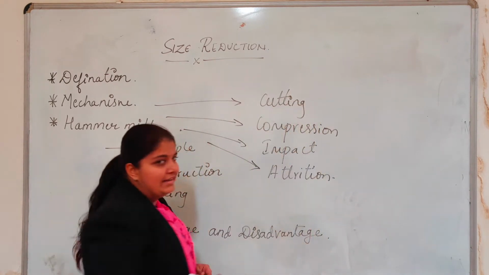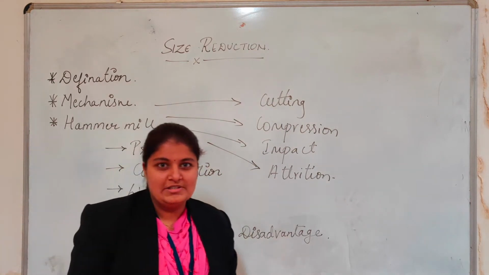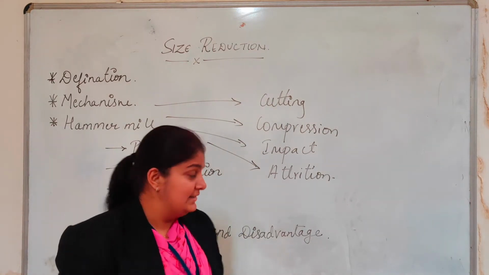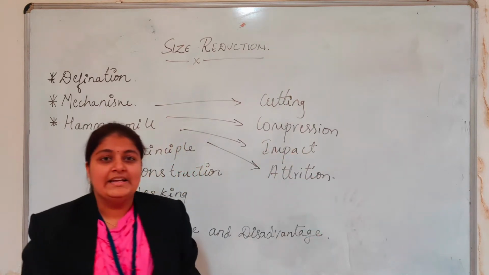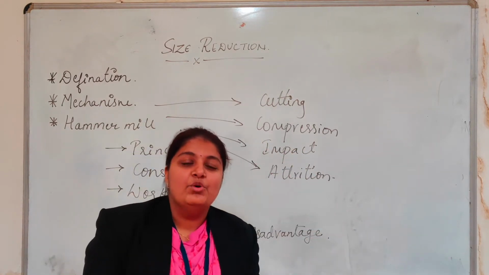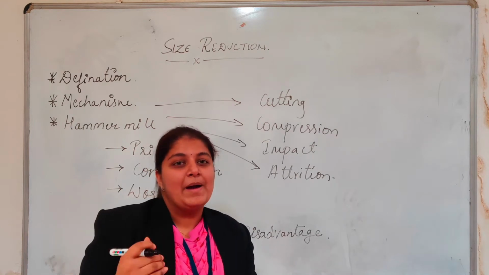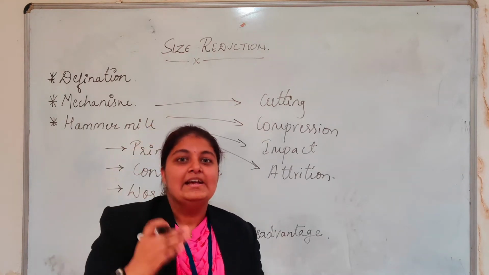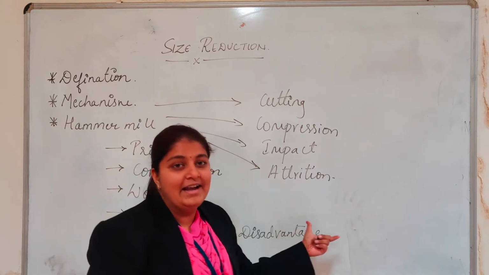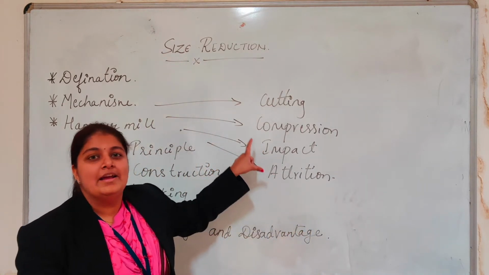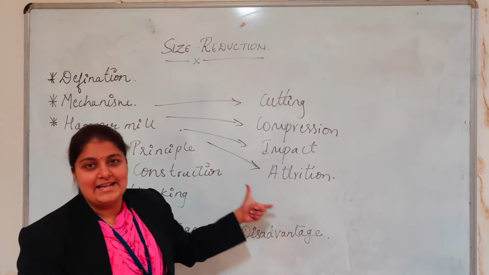So when it comes to cutting, here sharp blades are used to cut down the particle size. An example for this will be a cutter blade. Coming to compression, here there will be two rollers moving in opposite directions. When we pass the particles through these rollers, they reduce in size and we can collect them. The next ones are impact and attrition. These two are the most important mechanisms in size reduction.